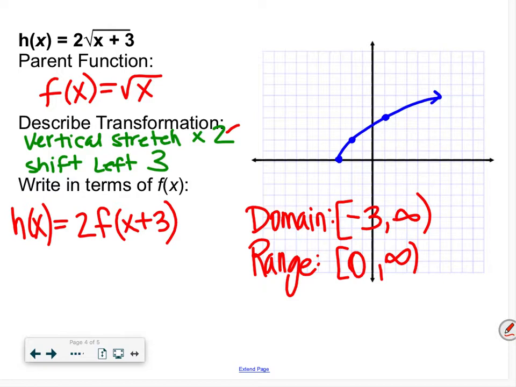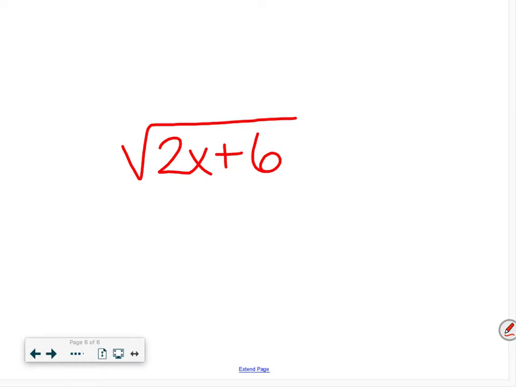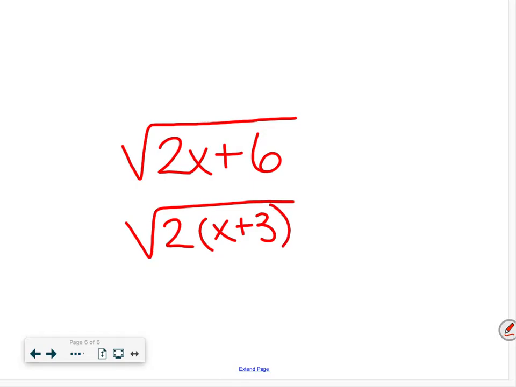Okay. Now, one thing that I do want to warn you about. If I were to ask you to do the transformations of this function right here, okay, this is not a shift left 6. Okay, please make sure that you factor anything out so that you can apply the stretch of 1/2 and then the shift of 3. Okay, so if there's anything to factor out, please make sure you do that.